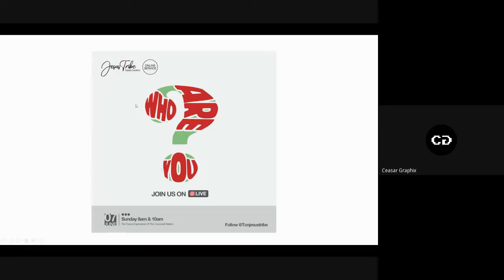I don't know if you guys can see my mouse as I'm moving it on the screen. Can you guys see my mouse? Please, I need a response. Yes, we can see. Alright, cool.